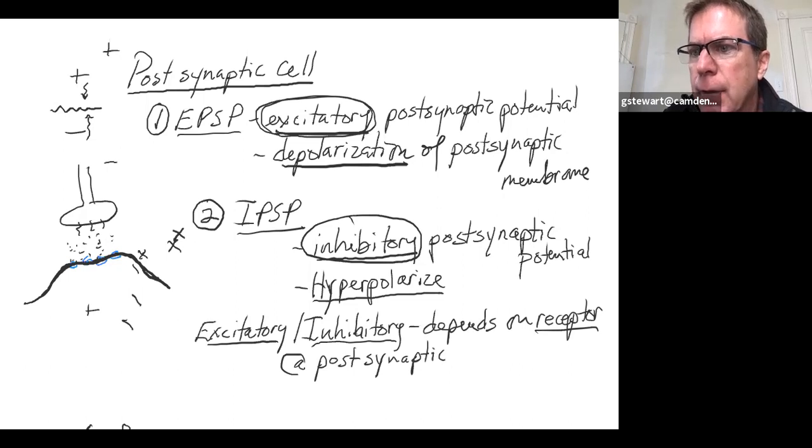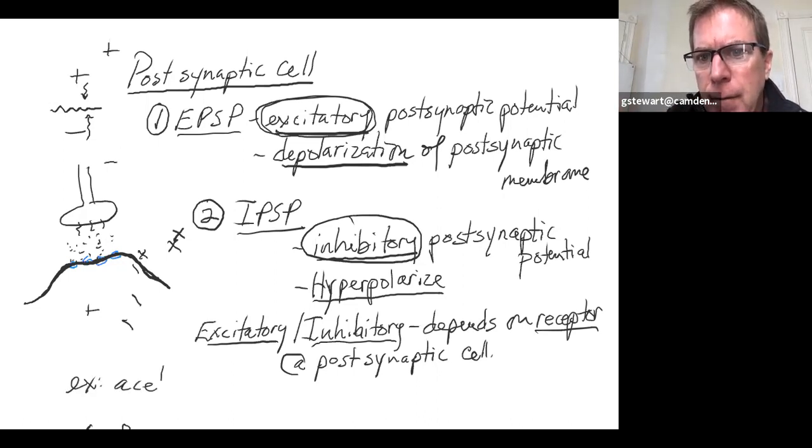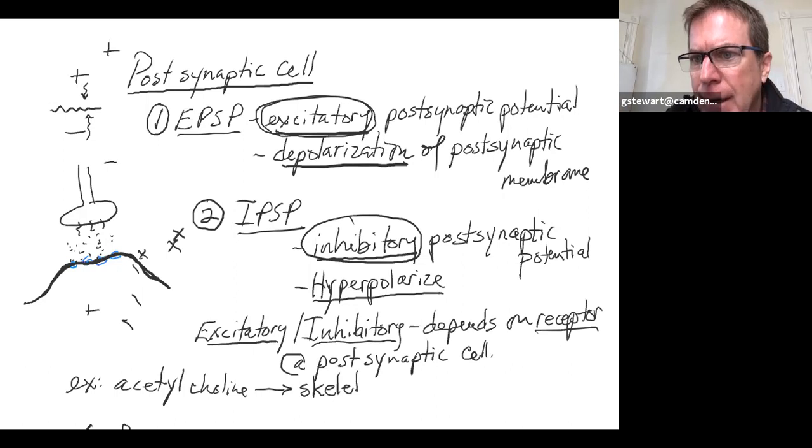We know that acetylcholine, for example, causes skeletal muscle cells to contract. We know that. So it causes a depolarization and it's excitatory on skeletal muscles. When acetylcholine is released on cardiac muscle, guess what? It's inhibitory.